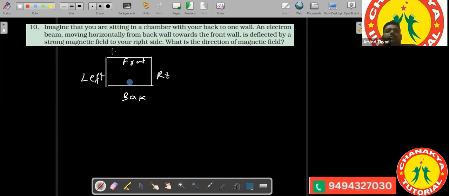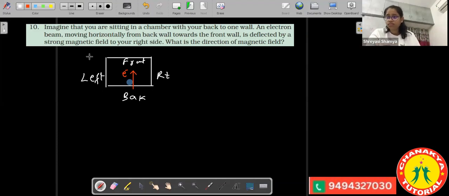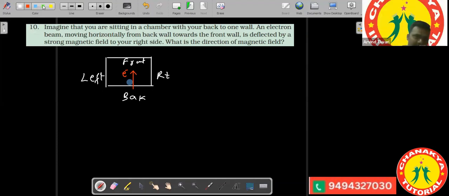Yes. Now, electron beam moving horizontally from back wall toward the front wall. Okay. So the electron beam is moving like this. This is the direction of motion of electrons. So what should be the direction of current? Opposite side. So we will take the direction of current to be like this. This will be the direction of current.